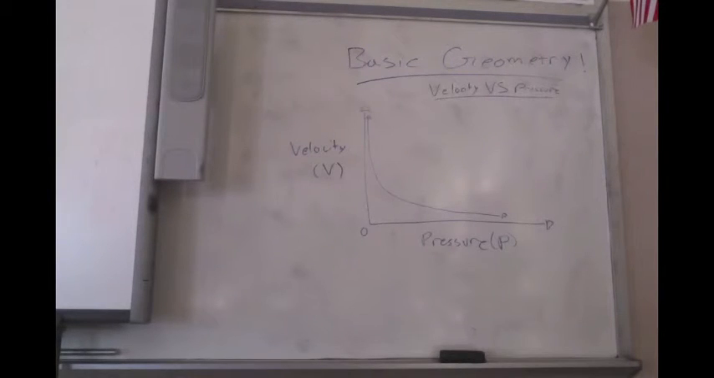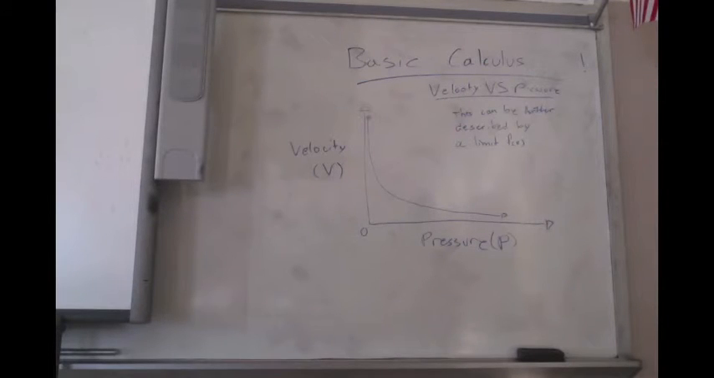Now, this is basic geometry. Obviously, you could create a graph, and I named it velocity versus pressure, because velocity would be the y value, pressure would be the x value. Also, they're both represented by v or p. Now, what happens is that this could actually describe a limit function, and how, as x approaches a certain number, y continues to increase or decrease or whatever. In this case, as x approaches 0, y reaches infinity.